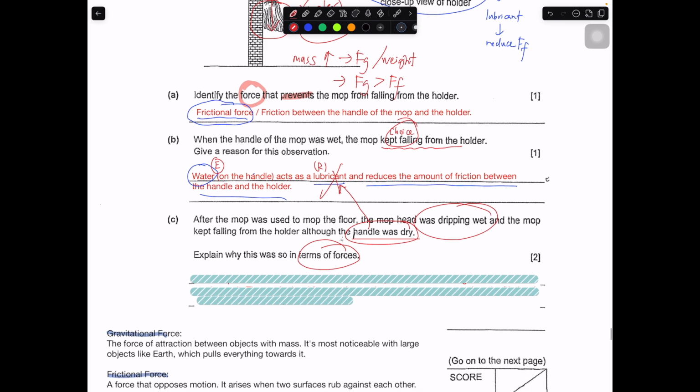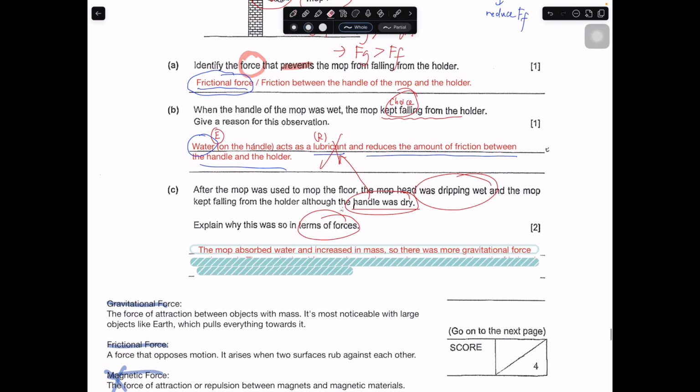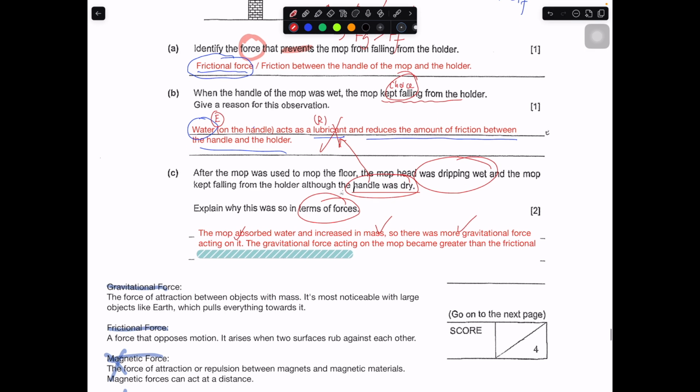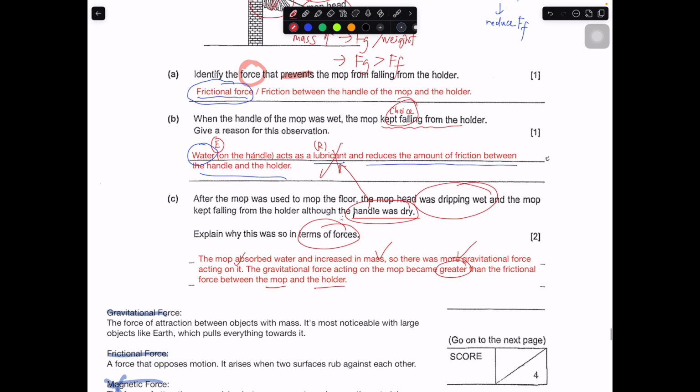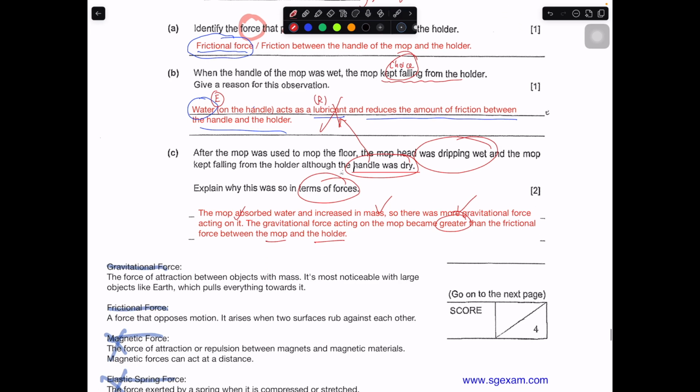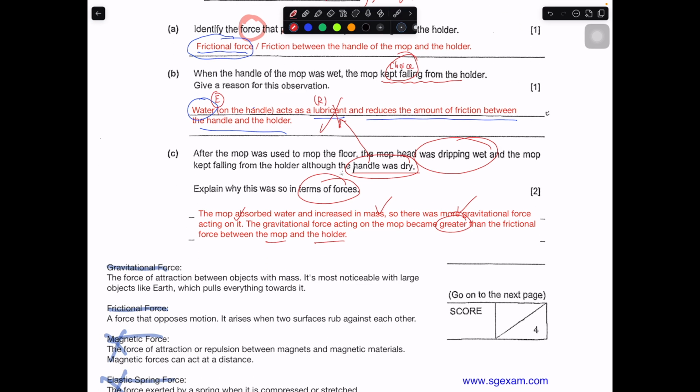Let me show you how I would explain this. The mop absorbed water and increased in mass, so there was more gravitational force acting on it. The gravitational force acting on the mop became greater than the frictional force between the mop and the holder, therefore causing the mop to be pulled down and fall from the handle. Likewise, if the mop did not fall from the handle and remained intact, it means that the frictional force is greater than the gravitational force. You can interpret it in this manner.